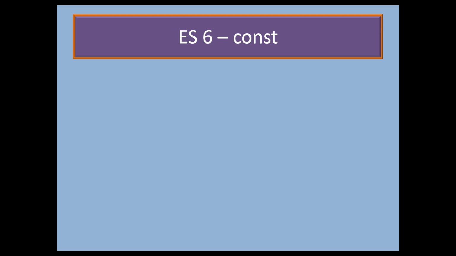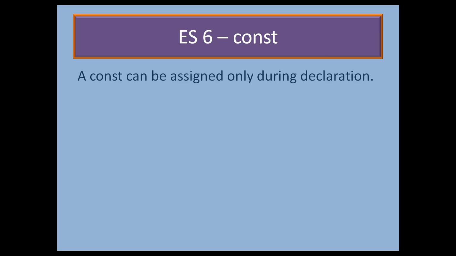Next is const. The const keyword is used to create constants. We can create constants using keyword like this: const space and constant name, and we have to assign value. And a constant can be assigned only during declaration. That means you can assign value while you are declaring the constant only.